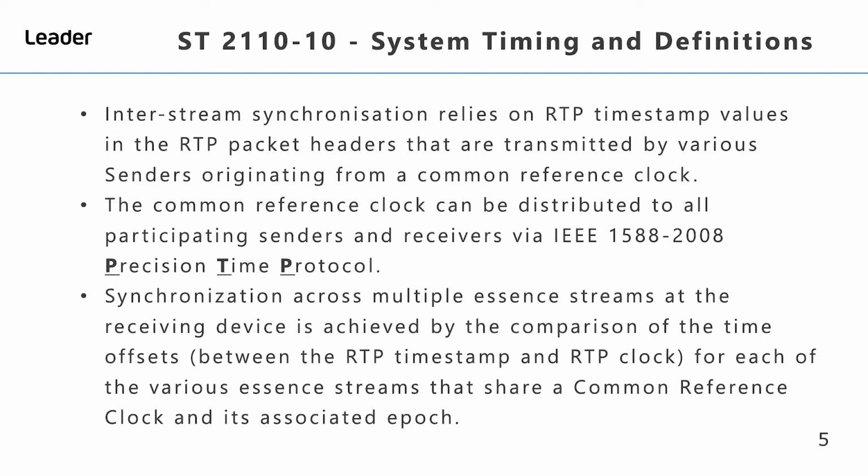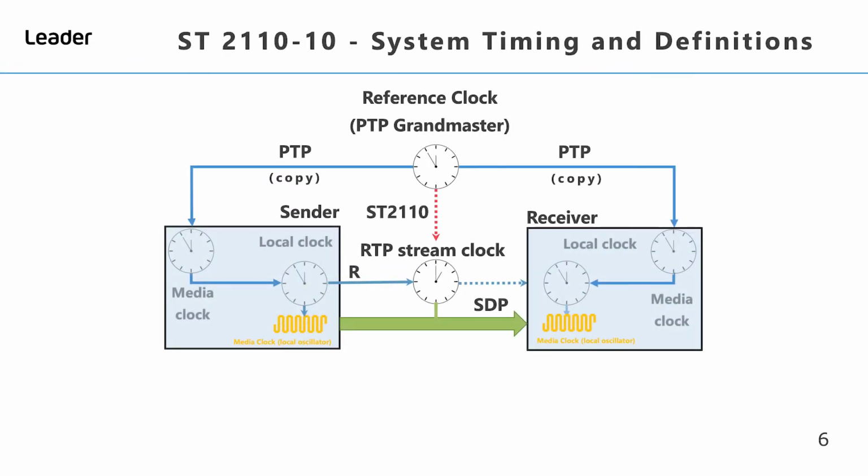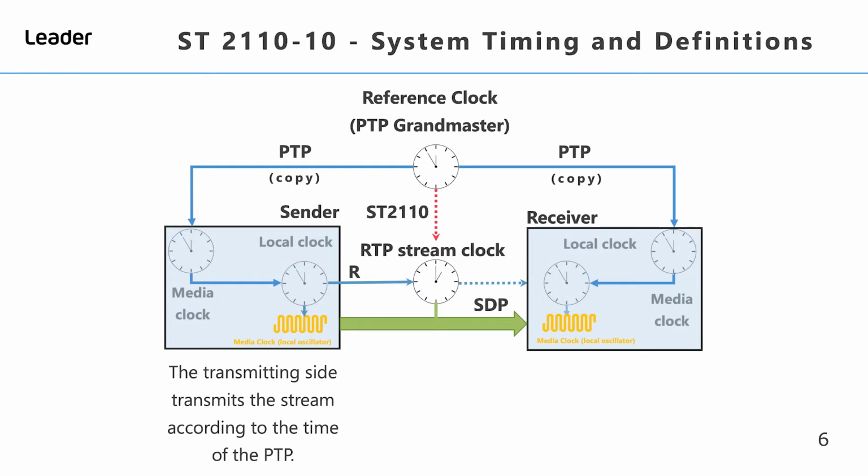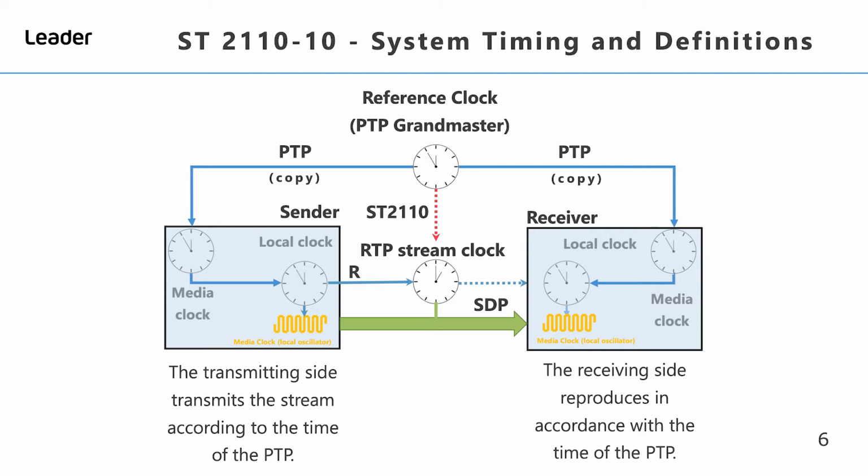Synchronization across multiple essence streams at the receiving device is achieved by the comparison of the timed offsets between the RTP timestamp and the RTP clock for each of the various essence streams that share a common reference clock and its associated epoch. The transmitting side transmits the stream according to the time of the PTP. The receiving side reproduces in accordance with the time of the PTP.